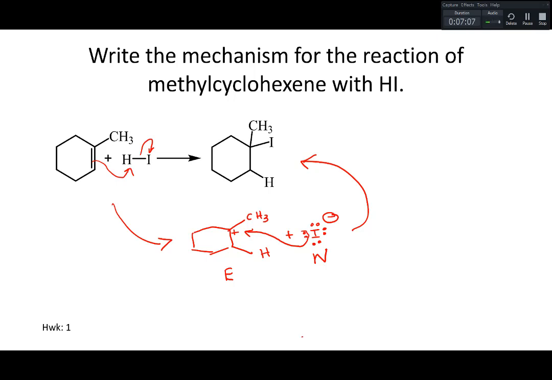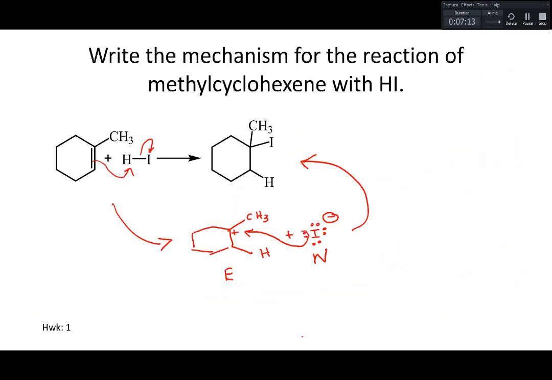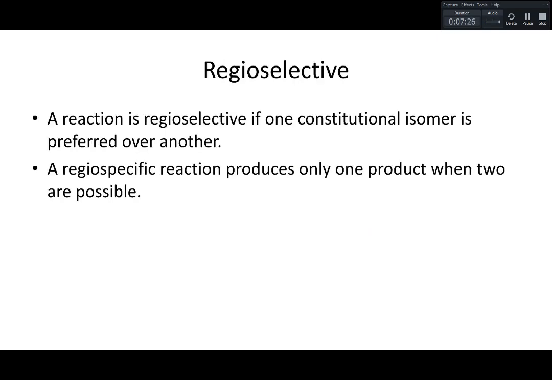In the reactants, the nucleophile was this guy, and this was the electrophile. And remember, you always start the electron arrow from the nucleophile to the electrophile.